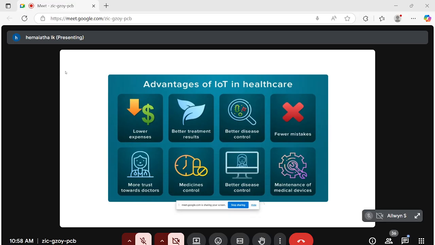So the advantages of the IoT in healthcare are explained in a single slide. It is providing lower expenses. Even though the deployment, that is the initial cost, may involve some financial increment, the running cost of the entire hospital system may become lower, and we can provide better treatment results, and we can enhance the disease control in a better way, and fewer mistakes can be made whenever you are deploying the sensors which are monitoring the entire processes continuously. And it provides more trust towards the doctors, since the patient and doctors are connected through the IoT technology always.